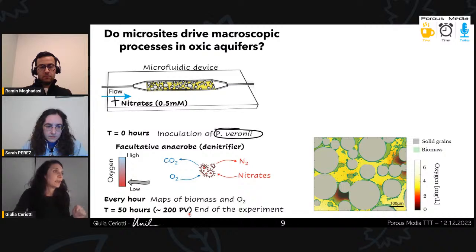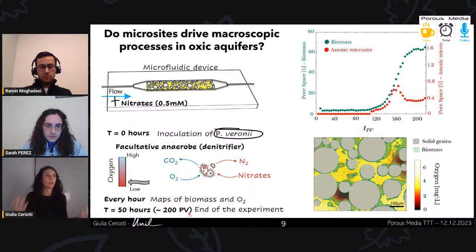So if we investigate the system in terms of total amount of pore space occupied by anoxic microsites, as we did before, you can see that we have a very similar behavior. We have 0 at the beginning, then the colonies start forming, and we start seeing the formation of anoxic microsites with a peak around 0.7% of the pore space.